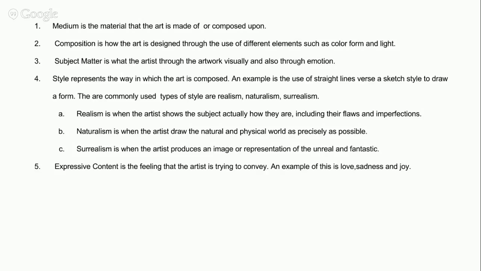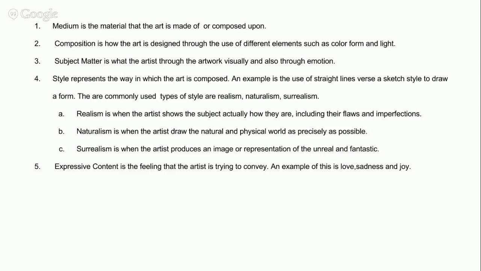So the composition is how the art is designed through the different elements, so the use of color and light. In the composition, the artist could use light colors to represent the position of the sun, or use dark colors to represent emotion.